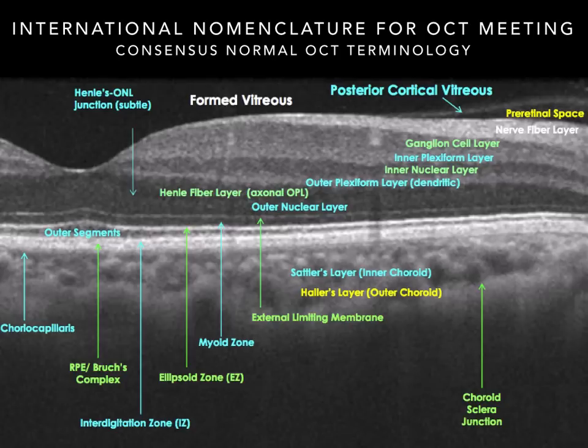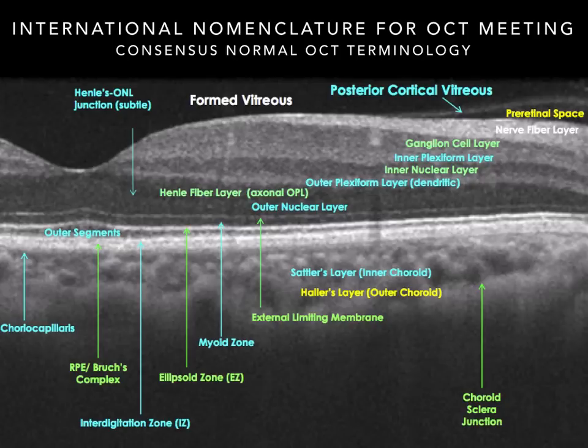The other thing I want to point out is, of course, we are calling this ellipsoid zone officially. See, I've been doing it for a long time. You guys have been getting good information from me the last year. Interdigitation zone is the bright hyperreflective line below that. The myoid zone is this hyporeflective layer between the ELM and the ellipsoid zone.